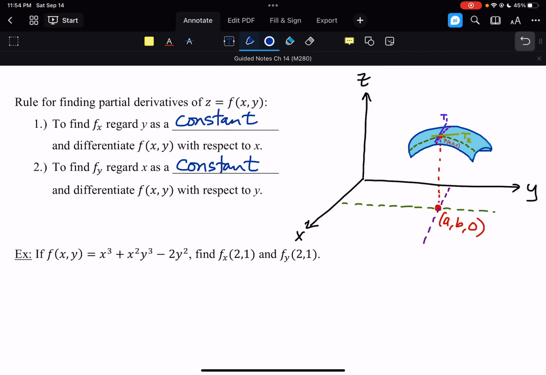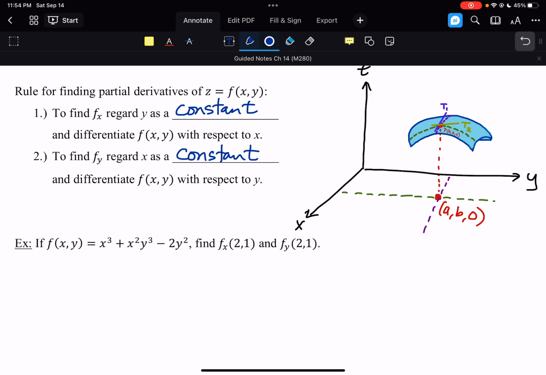So let's take a look at an example, see how this looks. So we have our polynomial. We want to find fx and fy and evaluate them at the point 2, 1. So fx of xy. Okay, so x is the variable, y is a constant. So if we go first term, derivative of x cubed is 3x squared. No problem there. Derivative of x squared y cubed, with respect to x, x is the variable, y is a constant.